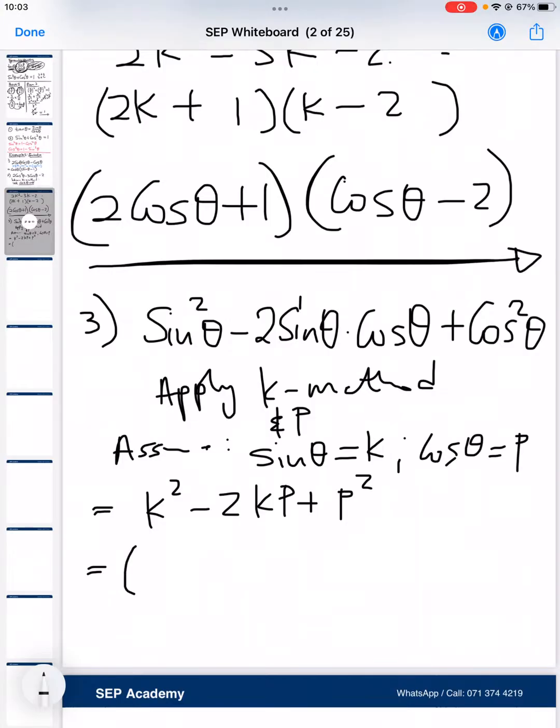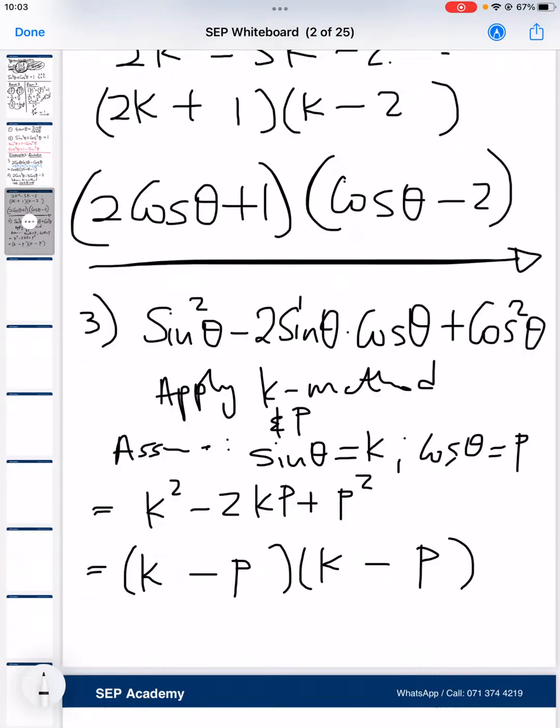Yes, this is basically what you are having, and in grade 8 or 9 you will realize that I'm just having the same thing here. I'm having K minus P, and again K minus P. That's all that you are having.